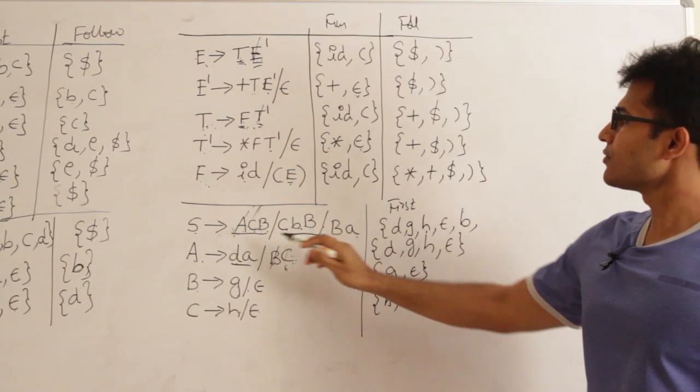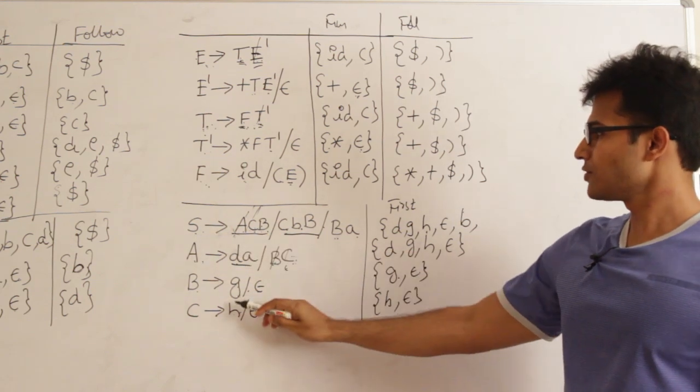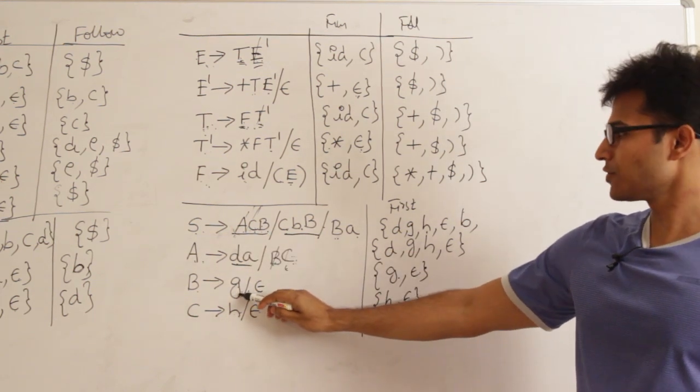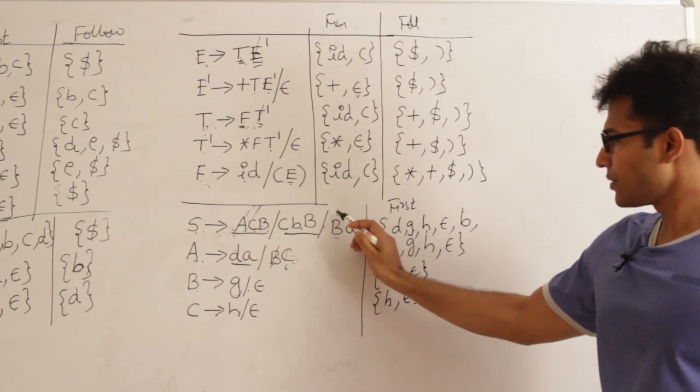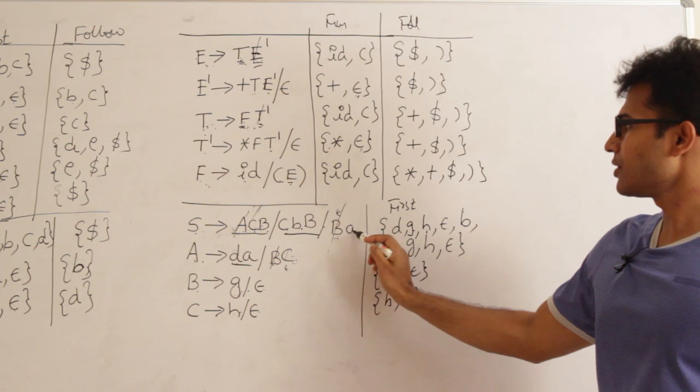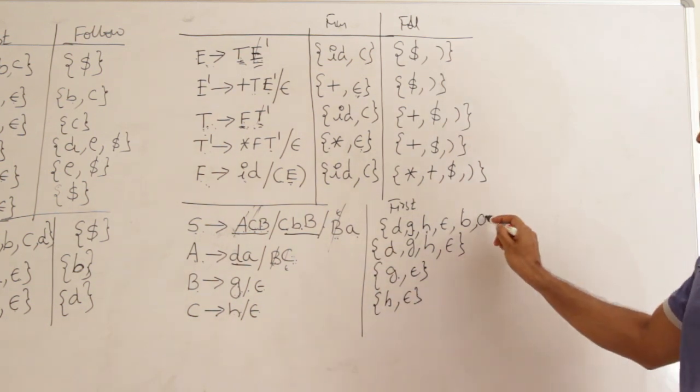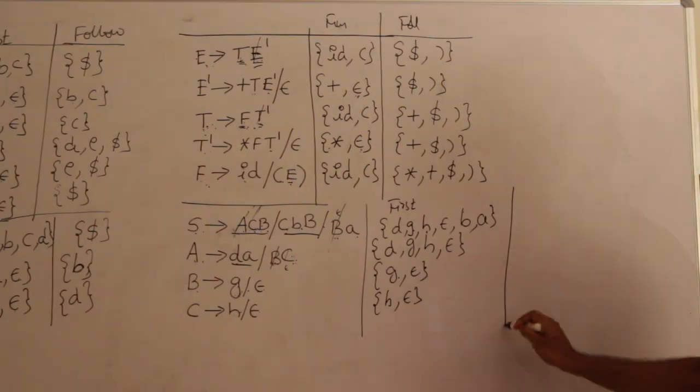And what about this one? First of S is first of B. What is first of B? It is G comma epsilon. G is already there, and now you put epsilon here. If I put epsilon here, then it is going to be eliminated. Then what is remaining? Small a. I get small a. Okay.